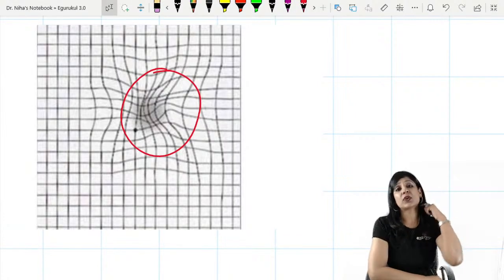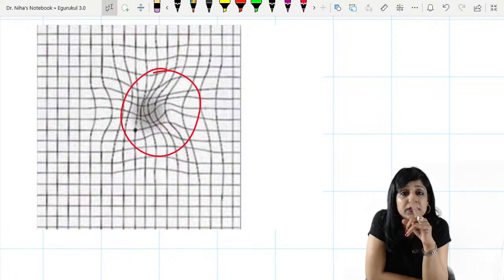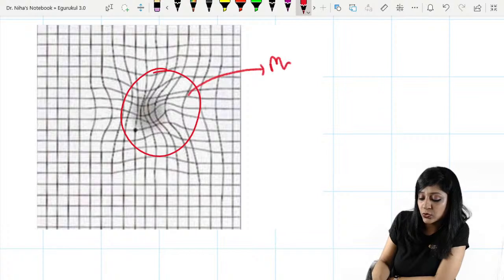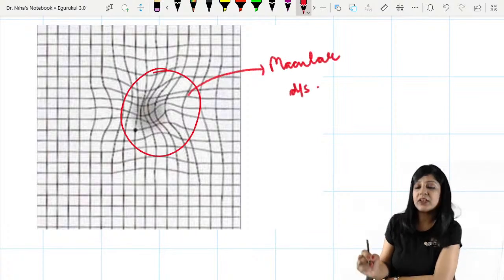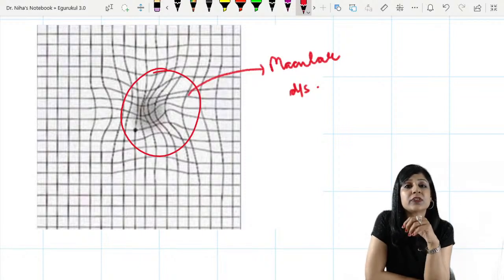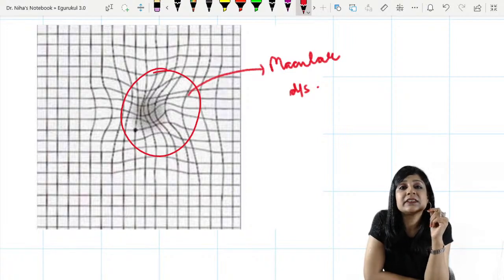Whenever the configuration is bent and wavy in the Amsler grid test, what is the meaning of this? It is actually a macular disease. Whenever you get a bent and wavy pattern in the Amsler grid, that means it's a macular disease.